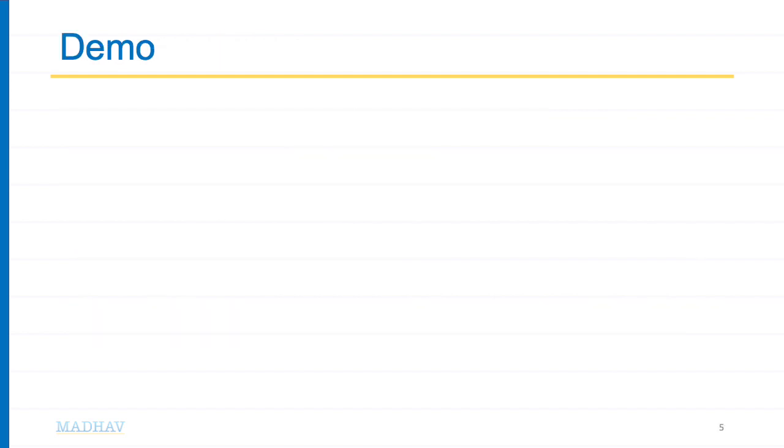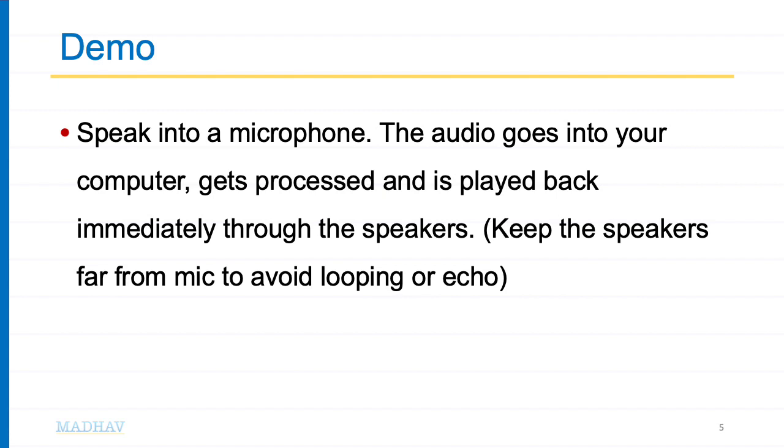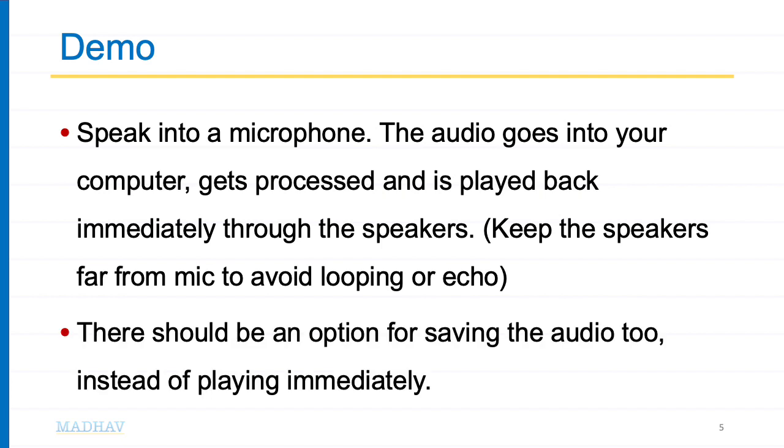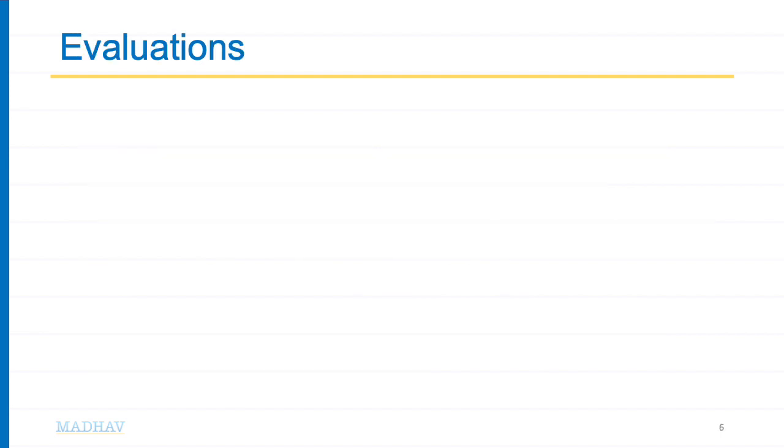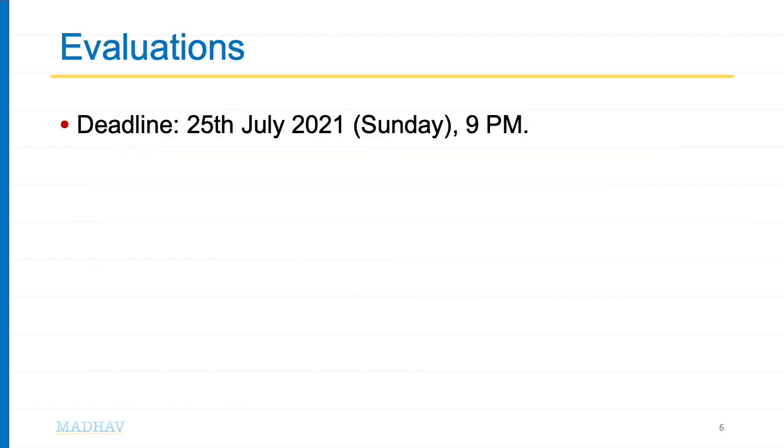Then the demo which I'm looking for is, let's say you speak into a microphone, the audio goes into your computer, gets processed using the filter, and then is played back immediately through the speakers. And you keep the speakers far from the mic to avoid looping or echo, right? That is obvious. Now, there should be an option for saving the audio too instead of playing immediately. For example, if you want to do offline processing. This is optional, but the main goal is online or real-time processing, and offline processing, if you can do that, that's also good.